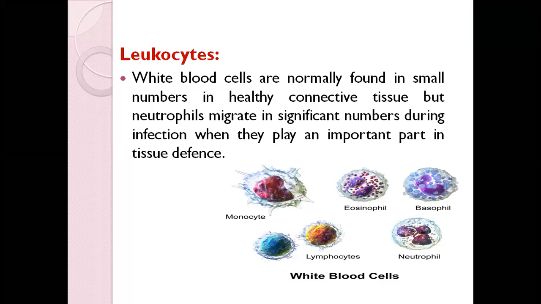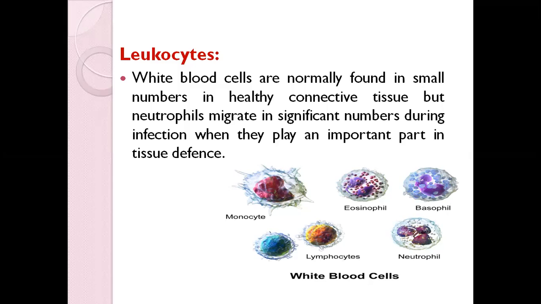If any form of foreign material enters inside our body, among these four, the neutrophil will be the most abundant form of white blood cell. It will go towards the foreign material or any microbes, and then it will try to kill it.